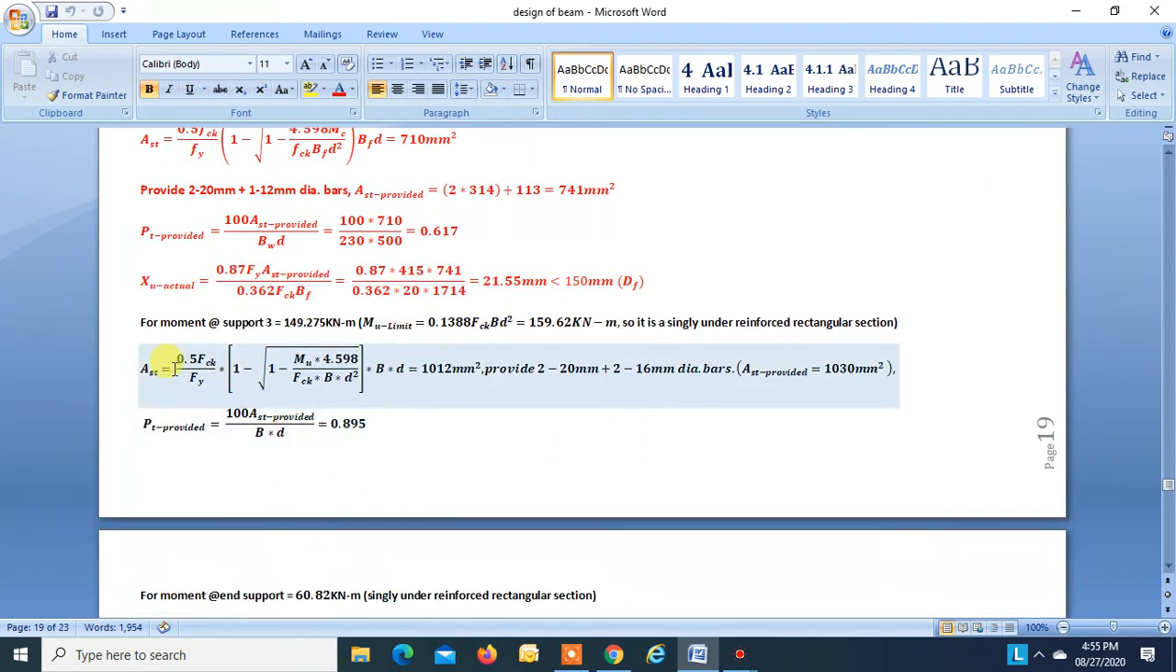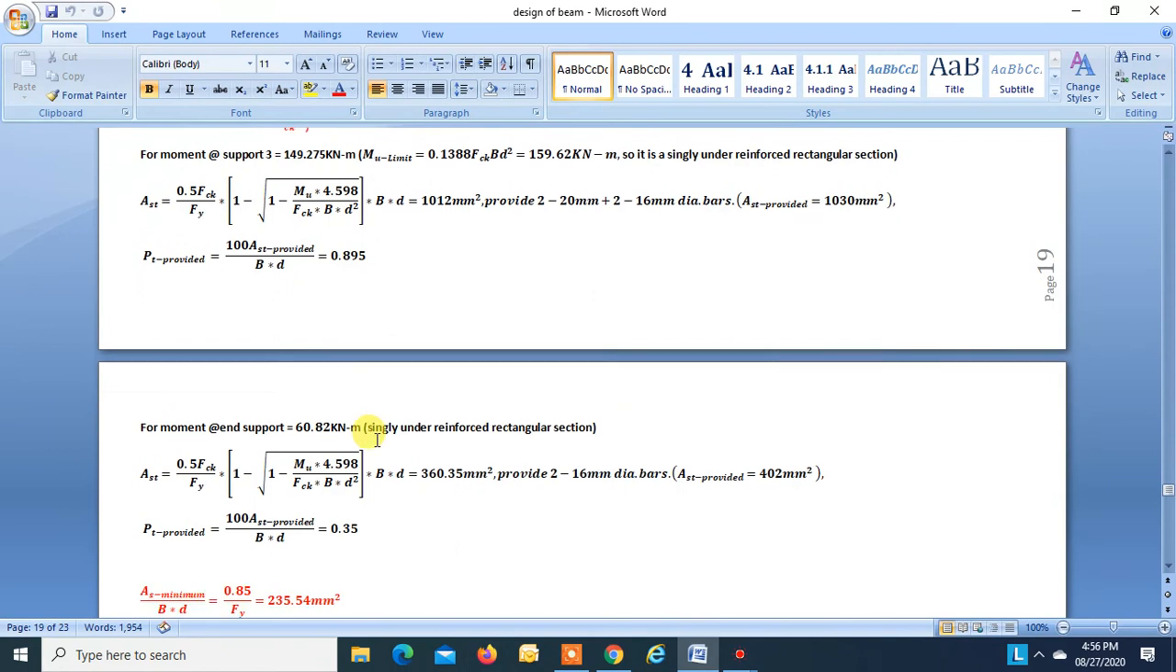Now, moment at support 3 is 149.2475. MU limit is found to be 159. So we will design this section as a singly rectangular section. So using this formula, you get AST is 1012, provide 2-20 plus 2-16, AST provided is 1030, greater than this. So PT is 0.895.